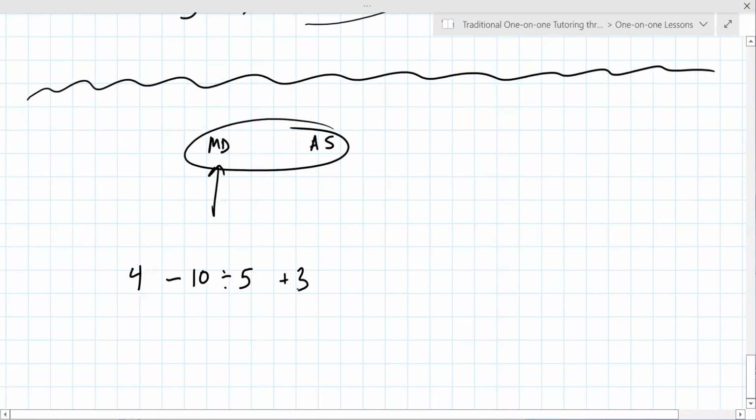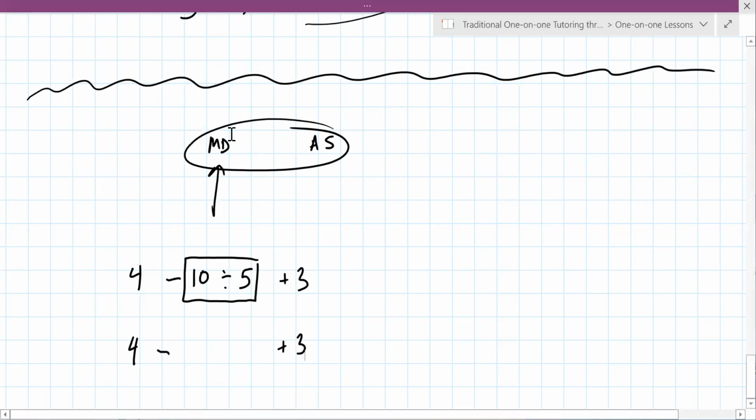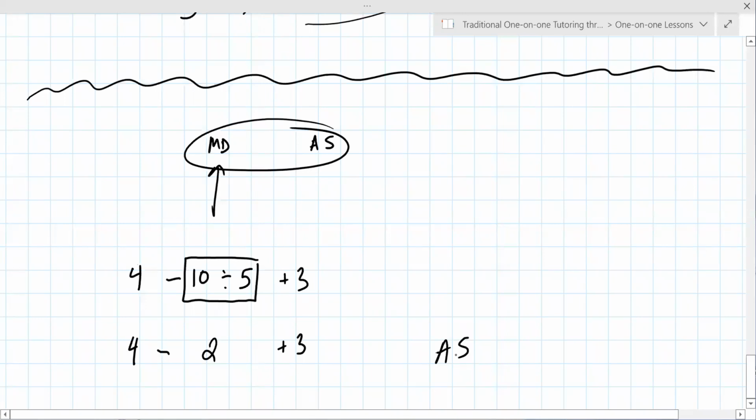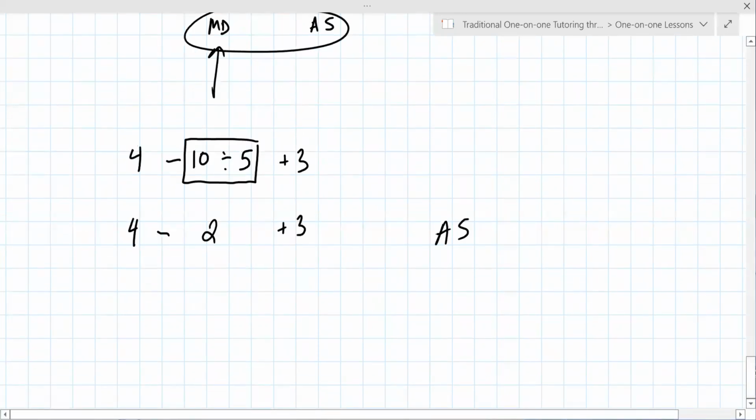So first you should do this part right here. Whatever that is, you're going to write 4 minus the answer plus 3. What is 10 divided by 5? 2. So you put 2 in this position. And you notice now you just have addition and subtraction. So from here, you're going to work it out left to right. So we do 4 subtract 2, right? Yes, 4 minus 2 is 2. And then keep going. Plus 3 is 5. The final answer is 5.